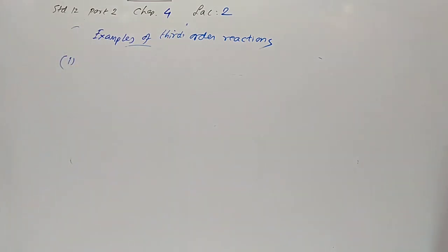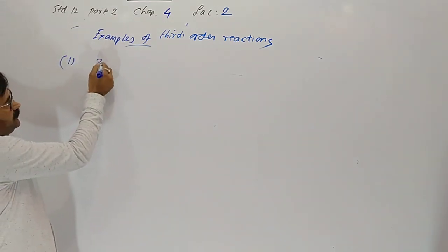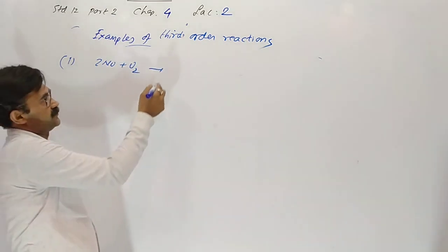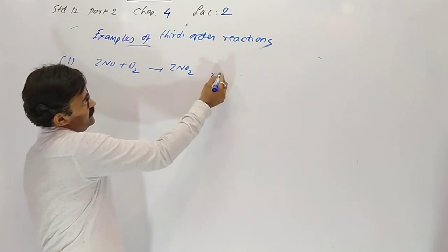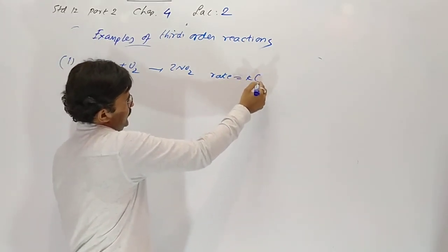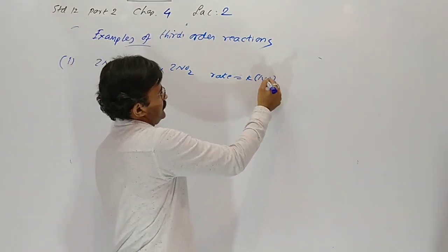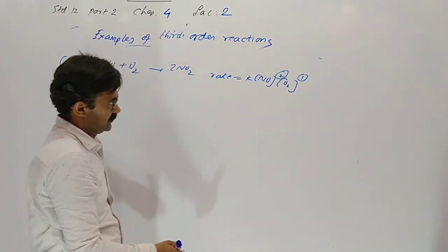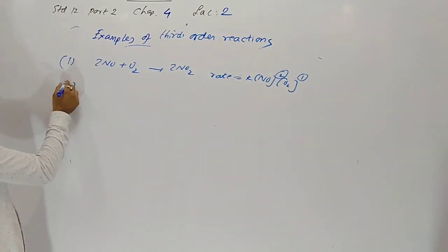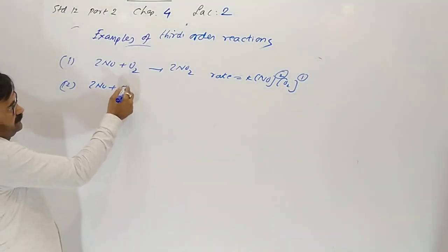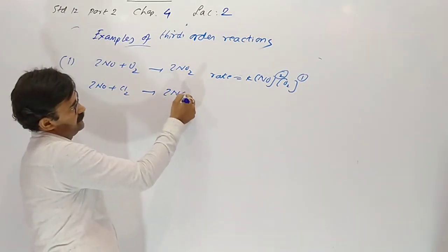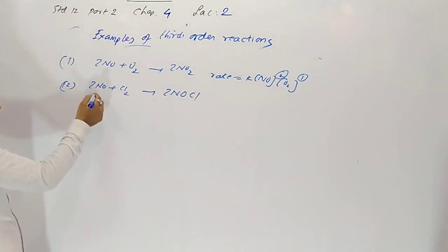So here, 2NO plus O2 gives 2NO2. Here rate equals K, [NO] raised to 2 and [O2] raised to 1. So the order of reaction is 3. Then 2NO plus Cl2 gives 2NOCl. The order is 3.